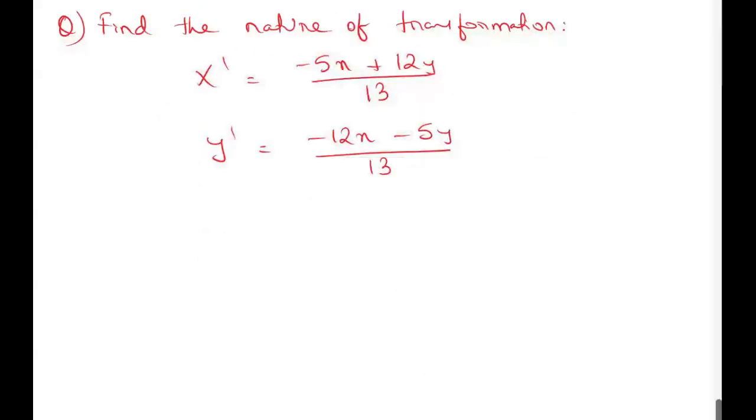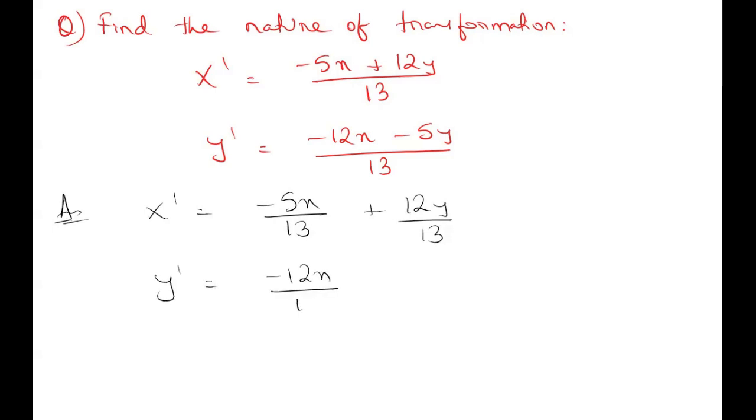Now let's say I have been given this question. I need to find the nature of transformation and I've been given x dash as minus 5x plus 12y divided by 13 and y dash as minus 12x minus 5y divided by 13. So x dash is equal to minus 5x divided by 13 plus 12y divided by 13, and y dash can be written as minus 12x divided by 13 minus 5y divided by 13.